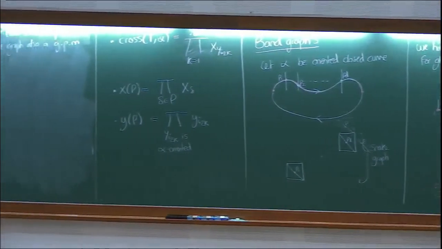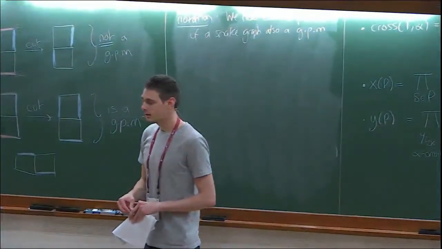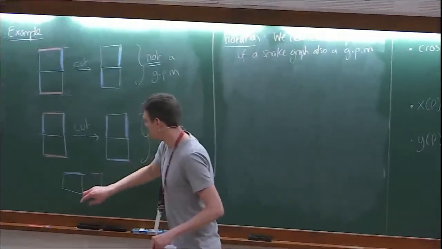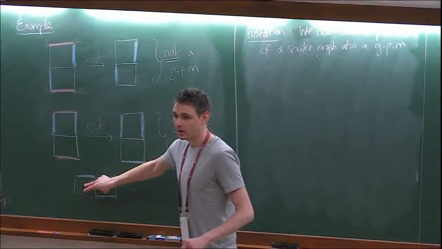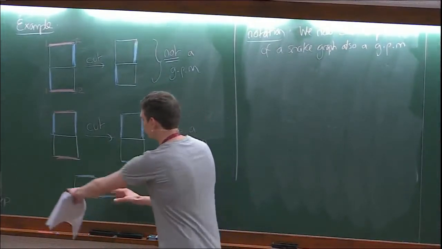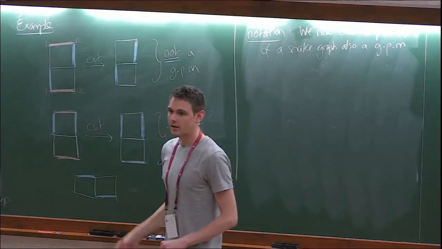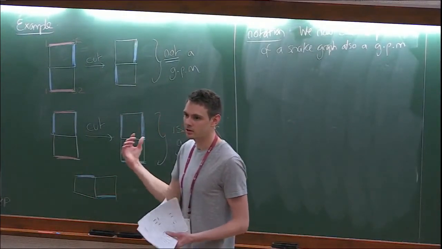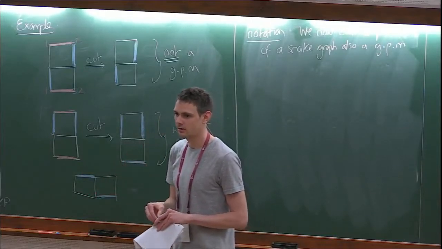Exactly. Once you have, in a snake graph, you could never ever match anything like this, right? Because you would go on, and then you would end up having a vertex that is not covered, and that's the reason why this notion of good perfect matching is independent of choice of cut, right? Okay.